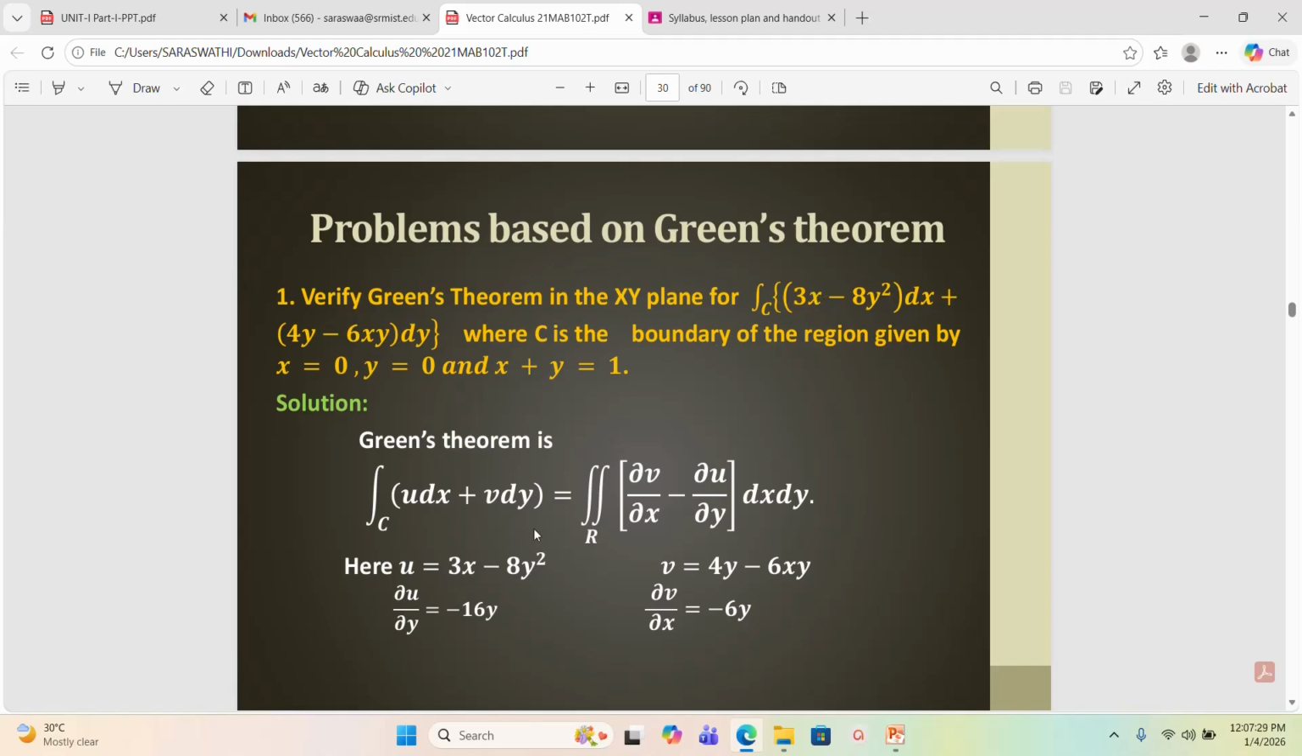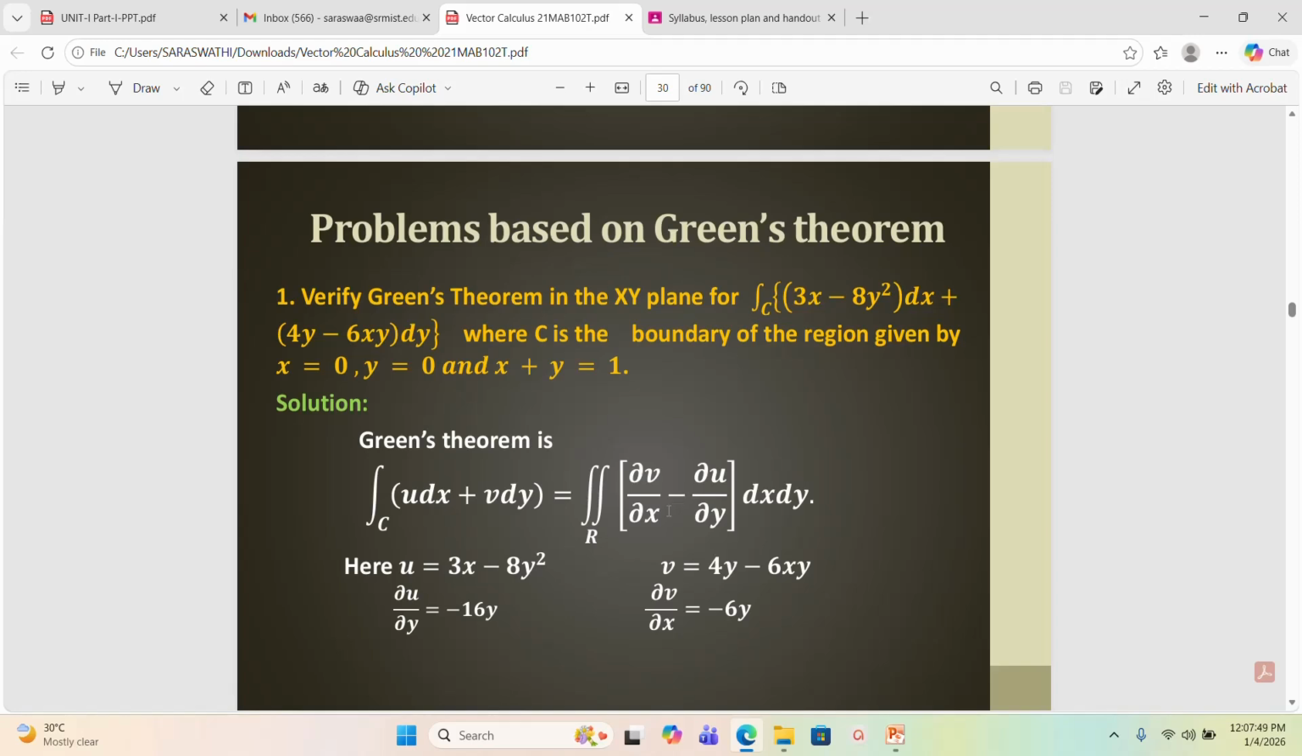So in this given question, first we have to identify what is u and what is v. According to the formula u dx plus v dy, in the question the coefficient of dx is u, which is 3x minus 8y², and the coefficient of dy is v, which is 4y minus 6xy.